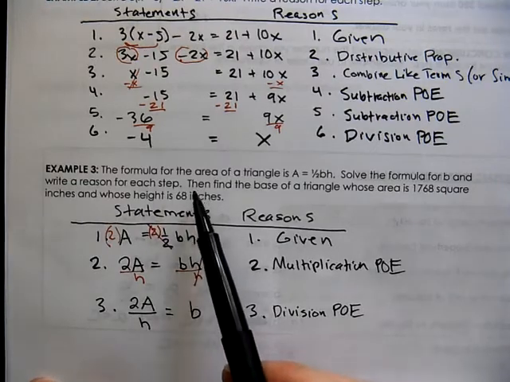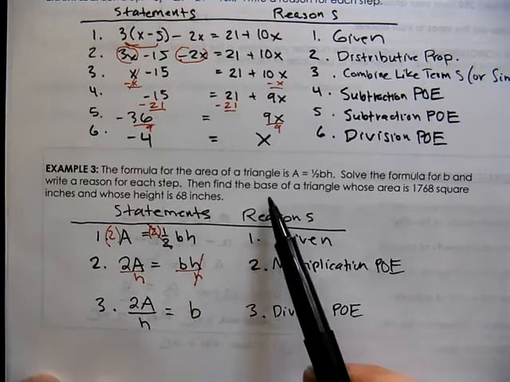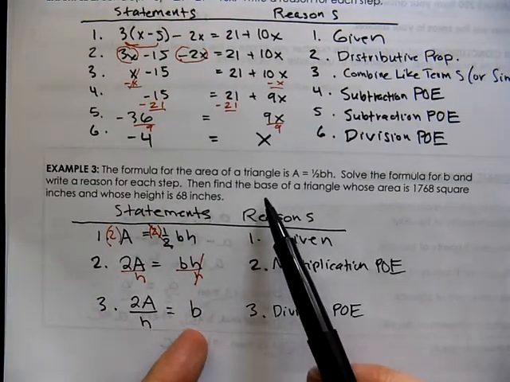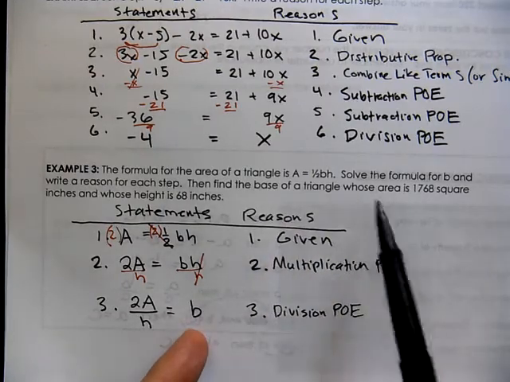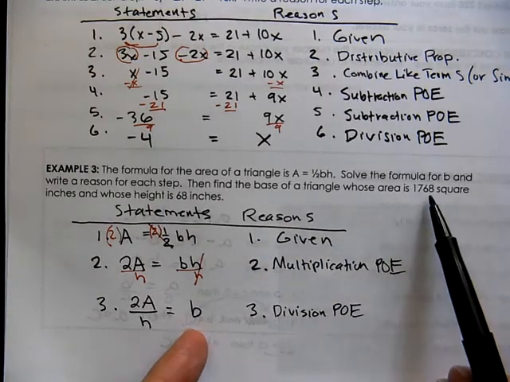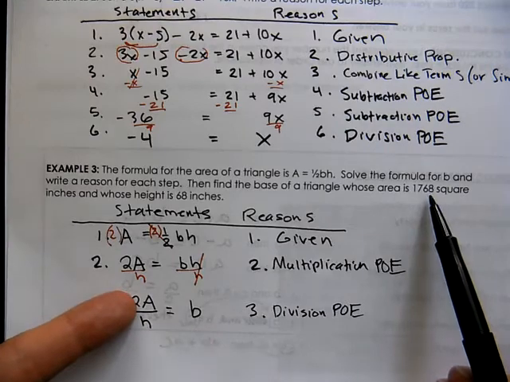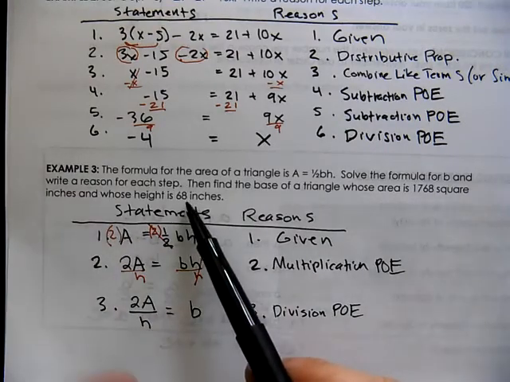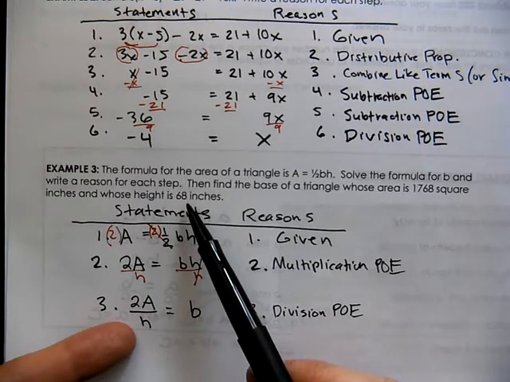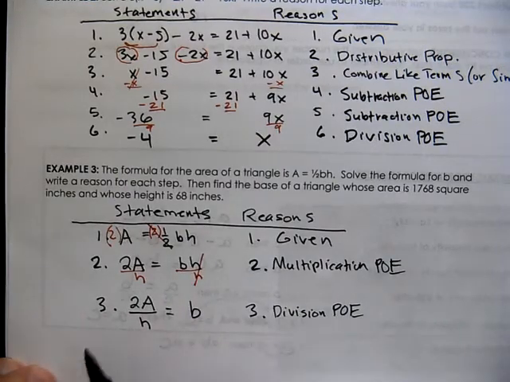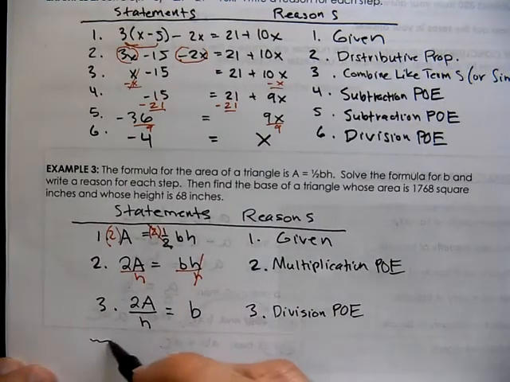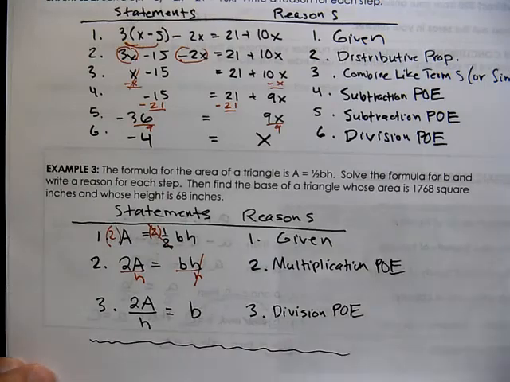Now this is part 2. Then find the base. We can do that because we've got the formula now. Find the base of a triangle whose area is 1768. We'll plug that in for A. And whose height is 68 inches. We'll plug that in for H. Alright, so I'll just create a little separation here between these two parts.